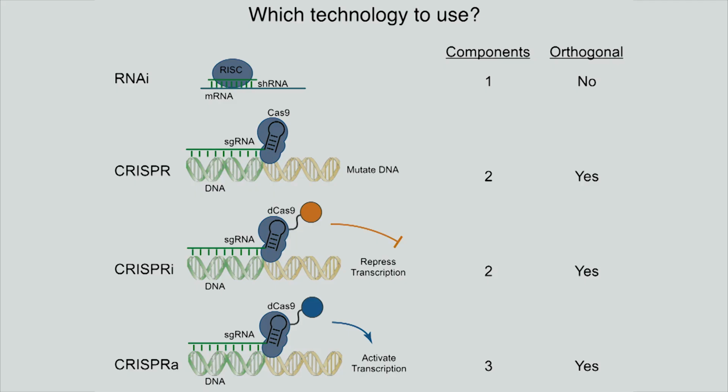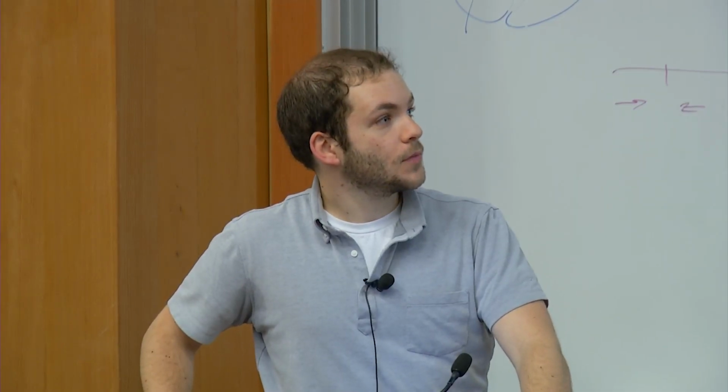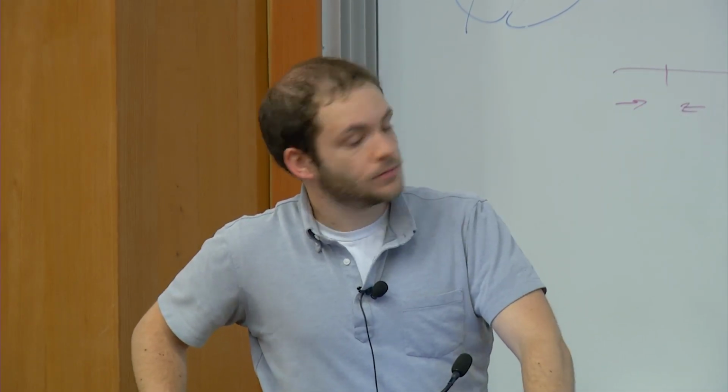And of course, the orthogonality goes in favor of CRISPR because you're not co-opting the cellular system, so you don't have any sort of toxicity by overloading the RNAi pathway or anything like that. And then the real thing to think about when doing a screen is what is actually happening to each of the cells that you're targeting with a particular shRNA or sgRNA.